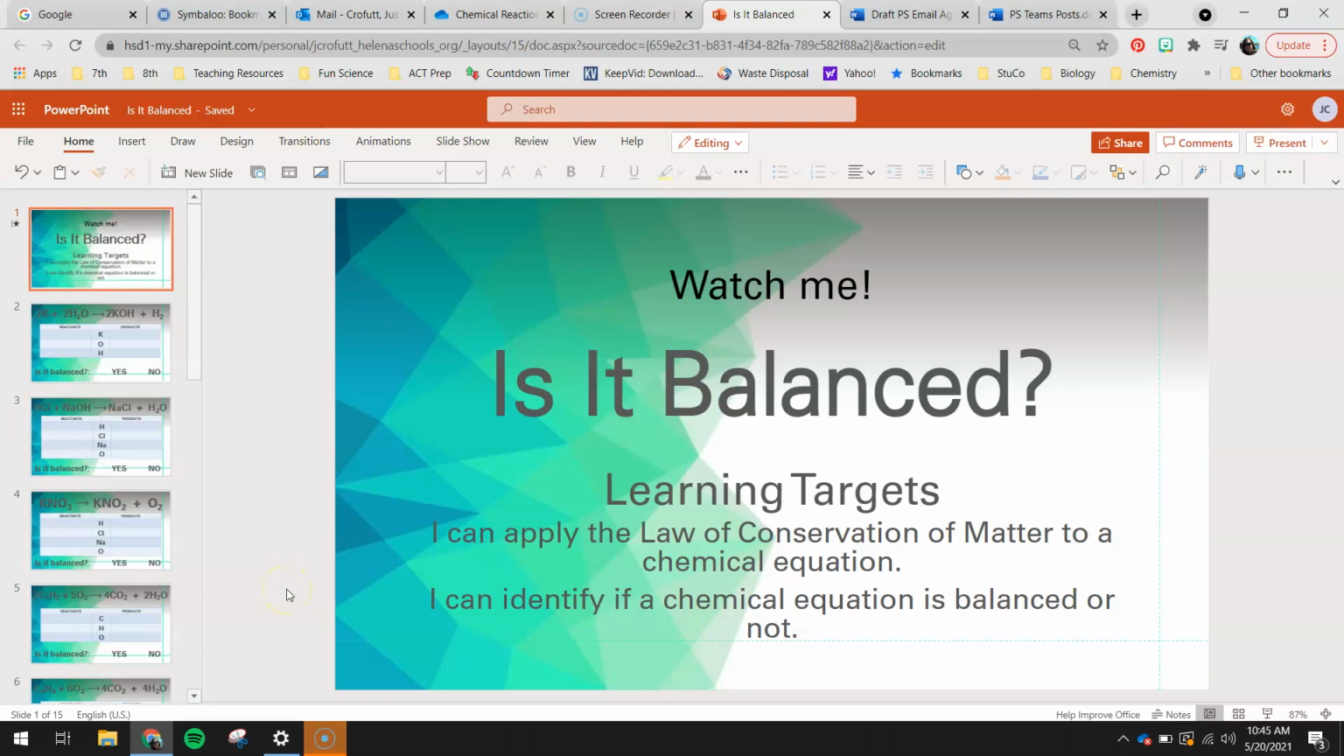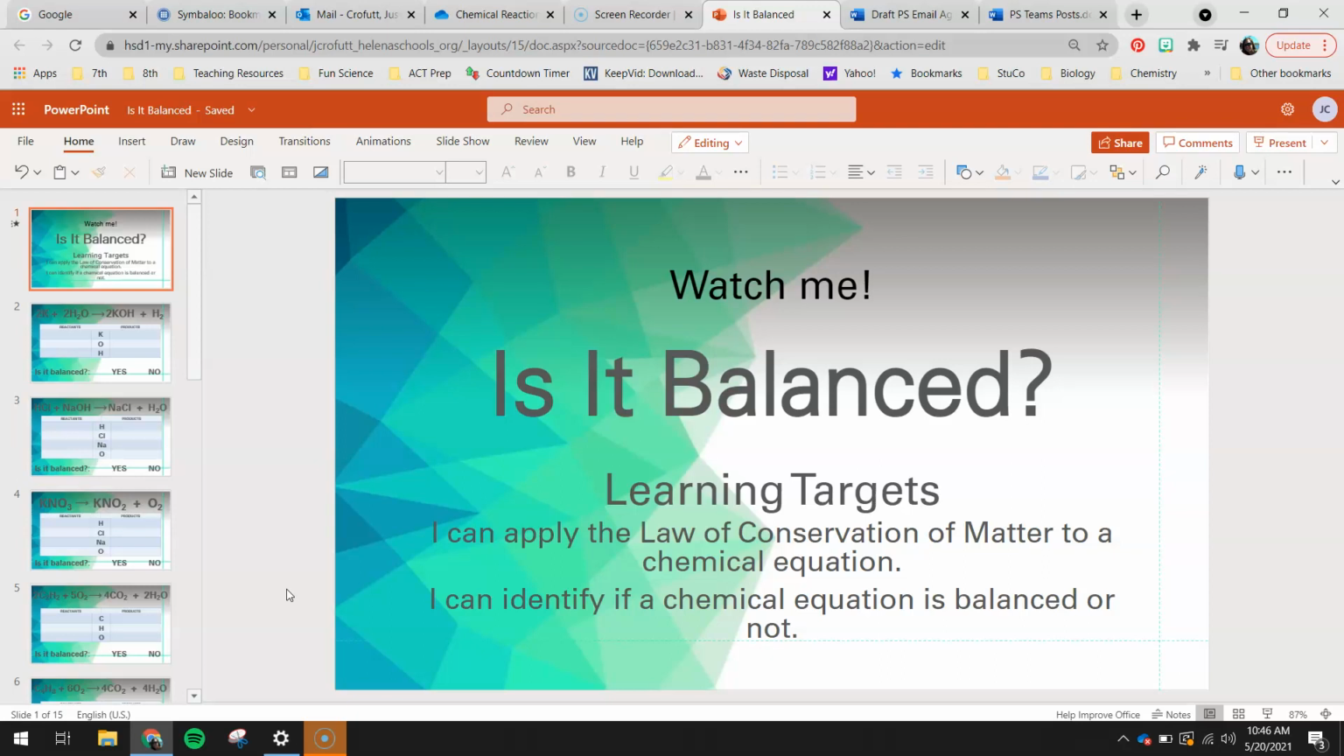So lately we've been talking a lot about the law of conservation of matter and how matter cannot be created or destroyed. So when we're talking about a chemical equation, we look at how many atoms of each element go in as a reactant and how many come out as a product. And due to the law of conservation of matter, those numbers have to be the same. You can't just have atoms disappear or atoms reappear that didn't exist in the reactants.